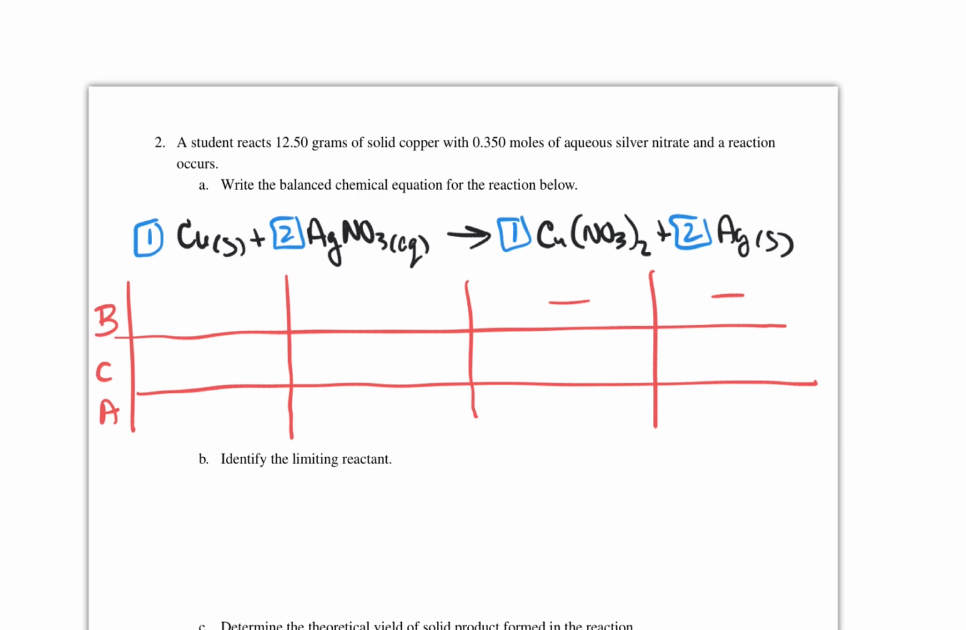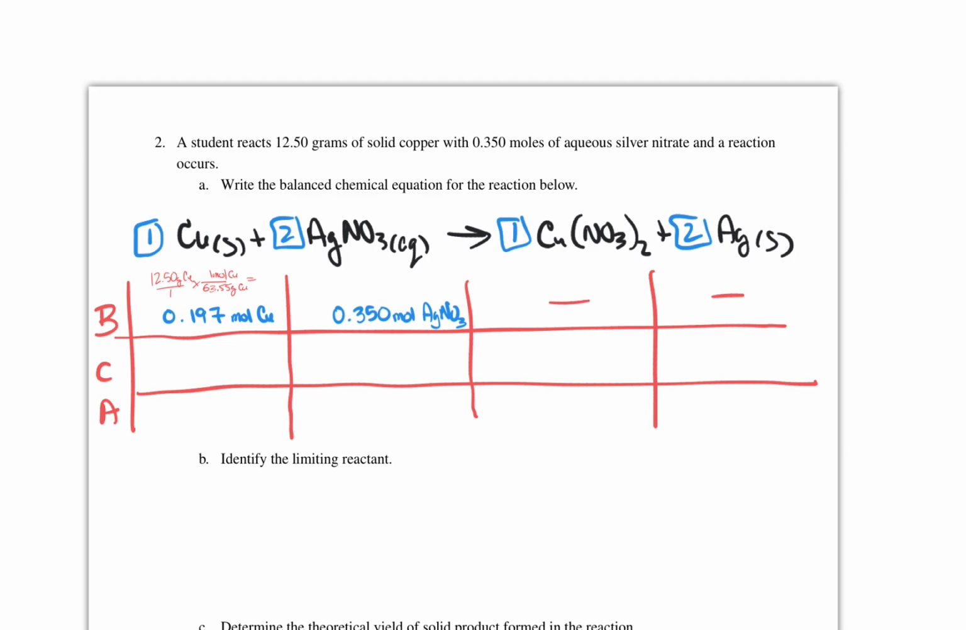Okay, well let's look at this reaction. First off, we know that we're starting off with 12.50 grams of solid copper, but we need that to be converted into moles in order to use a BCA table. So we take the molar mass of copper, which is 63.55, and then we find out that that 12.50 grams of copper represents 0.197 mole of copper. The problem tells us that we have 0.350 moles of aqueous silver nitrate.